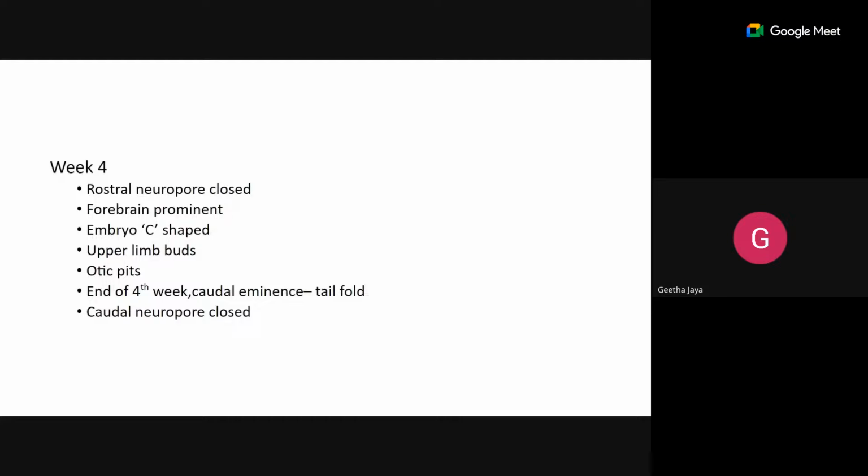So in week 4, we are in the embryonic period till now. So the rostral neuropore closes in the 4th week. The 4 brain vesicles become prominent. The embryo will become curved inside, and it becomes C-shaped.